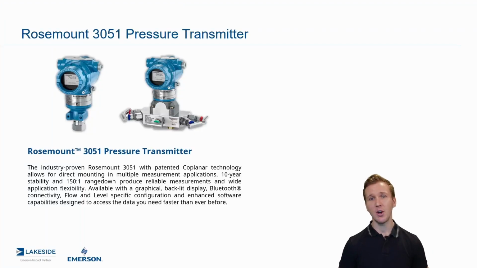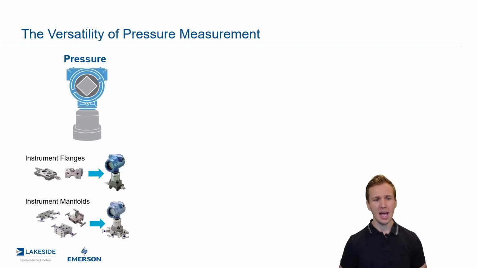And in today's episode, we're continuing our discussion around Rosemount's 3051 pressure transmitter. More specifically, we're going to talk about the versatility of pressure measurements and why they're so common. And spoiler alert, it's because we can use them in a ton of applications. They're very modular. And so we'll start off with the most obvious measurement, which is for measuring pressure.